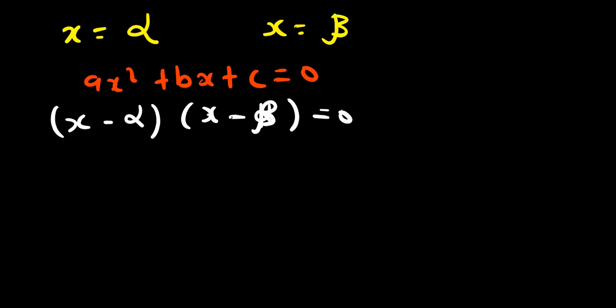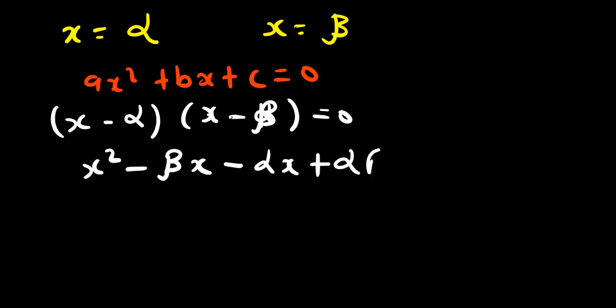And if we do the same, where we multiply your x by everything that is in the brackets, what are you going to get? You're going to have x squared minus beta x. Then if you multiply the negative alpha with everything in the brackets, what are you going to have? You will have negative alpha x positive alpha beta equals 0.